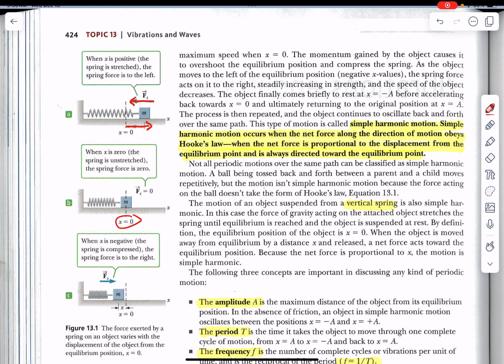So here you have the spring being extended or stretched out. Here you have the spring being compressed. In this case, back up here, the spring is going to pull the mass back, and down here, the spring is going to push the mass to the right.